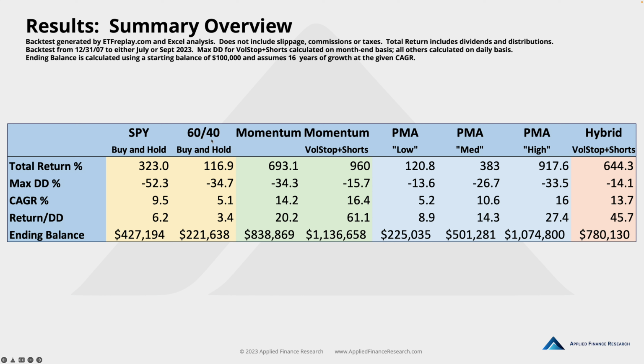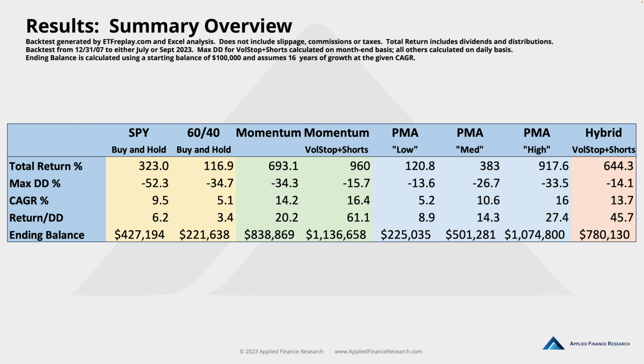The next column over is another possible benchmark we could use. This is an all-world 60/40 stock bond portfolio as created by etfreplay.com. This may be a bit more realistic of the buy and hold returns achieved by the general retail investing public. If you're paying a financial advisor to manage your money, they're probably not putting you 100% into the S&P 500. They're probably putting you into some kind of diversified stock bond mix like this.